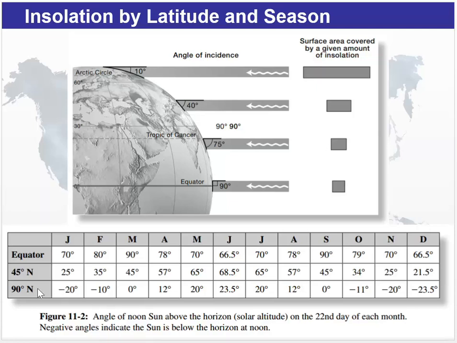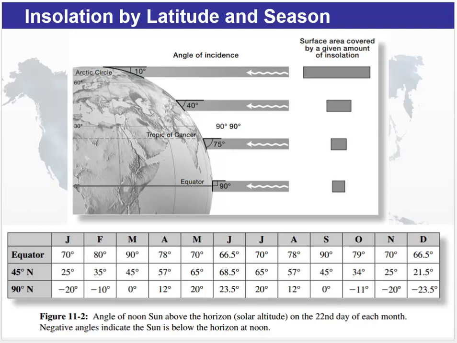So this is latitudes on Earth's surface. So we have the equator, we have 45° north and 90° north, meaning this is going to be the North Pole, and if it was 90 degrees south, it would be the South Pole. But we can see that there are certain times of the year where the sun will never be above the horizon, meaning that there are certain months where the North Pole will be in complete darkness as the sun does not shine on the North Pole.